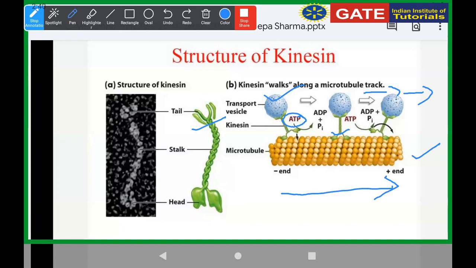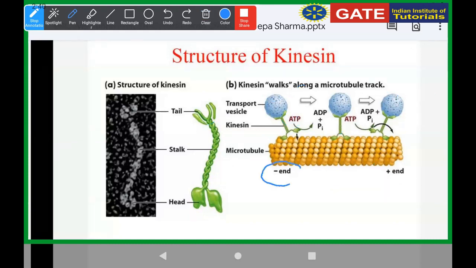Minus to plus end. The microtubule starts from the alpha tubulin end and ends at beta. Yes, correct. So these are the alpha tubulin subunits, these are beta, these are alpha, these are beta, like that. Got it, ma'am. So see, these are like the legs. These are moving in this direction.